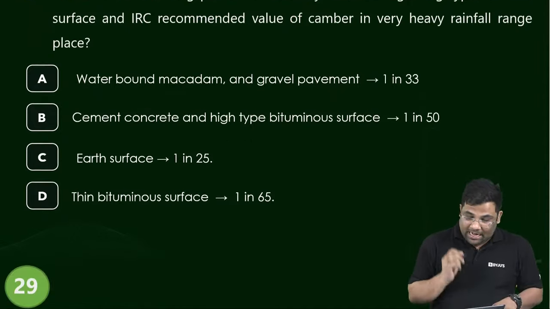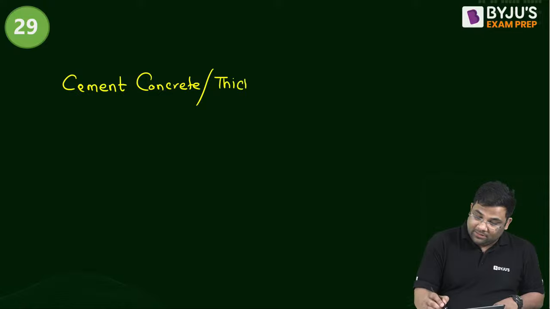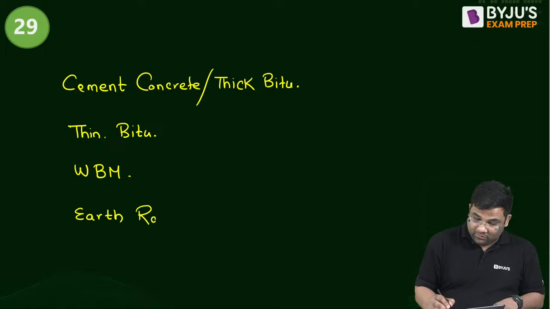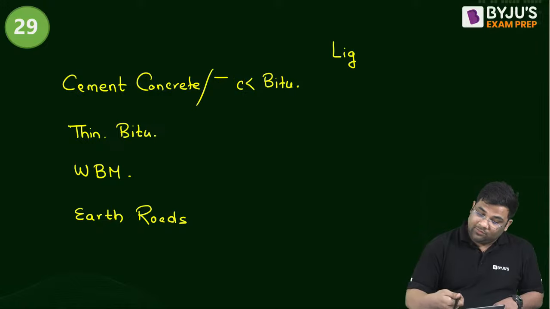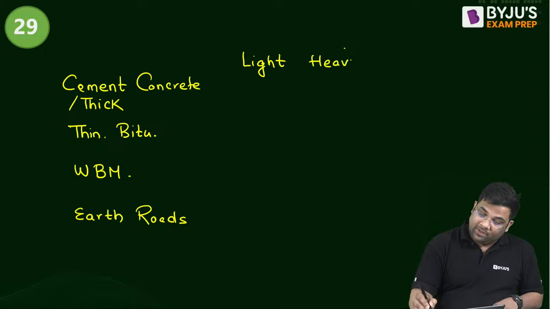Now, these things are a little difficult to remember, so I'll give you a hint on how to remember. First, remember the best roads are cement concrete. Then thick bituminous, then thin bituminous, then water-bound macadam, and last, earth roads. Then here, light rainfall, and here it is heavy rainfall.